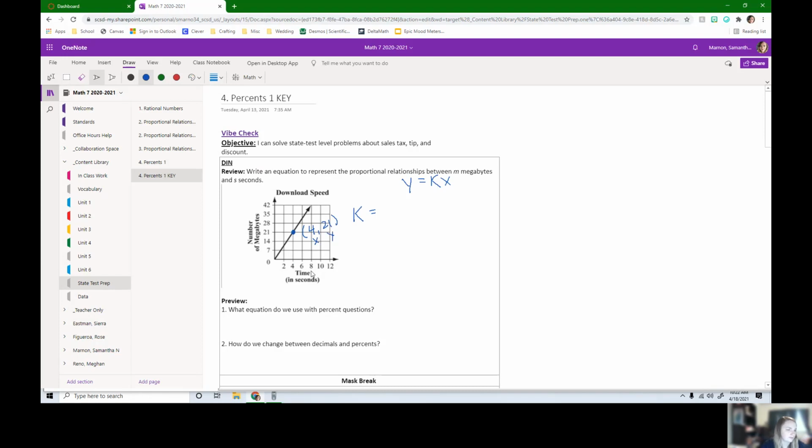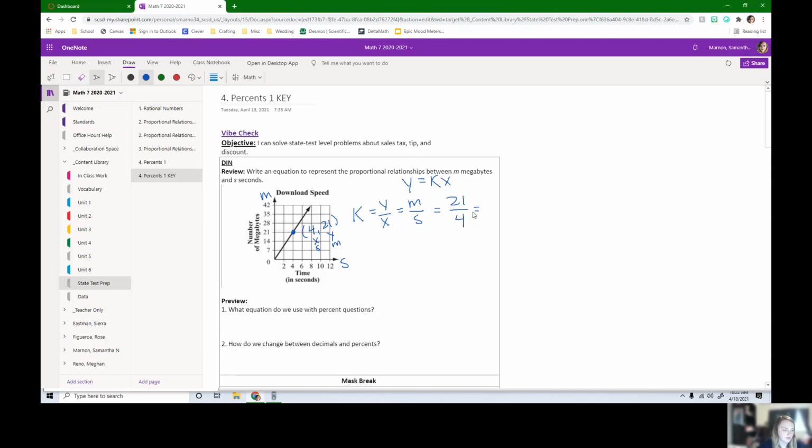Or in this case, time is in seconds. This is s. Instead of y, we have megabytes, m. So really, instead of y over x, we're going to do m divided by s. So we need to do 21 divided by 4.